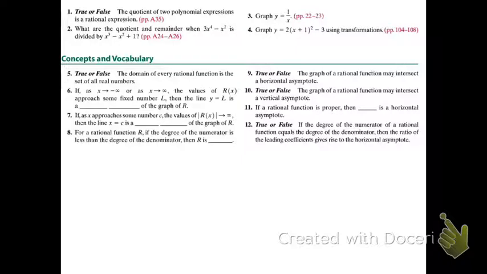Number one, the quotient of two polynomial expressions is a rational expression. That would be true. Okay, graph y equals 1 over x. Well, we know how that looks. Y equals 1 over x looks just like this. That's in the notes as well.